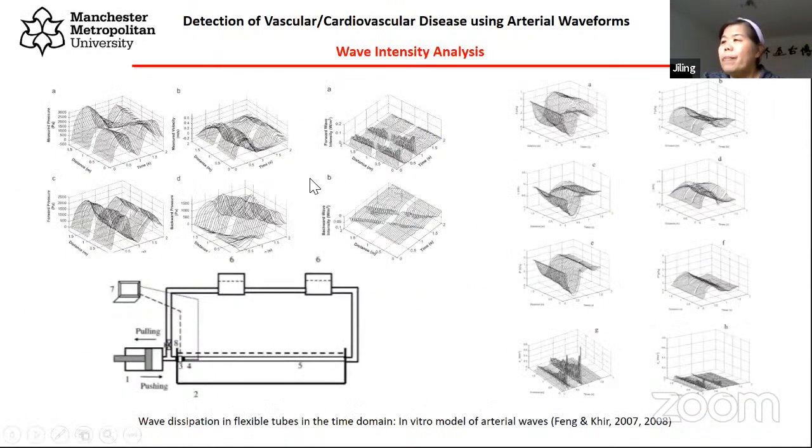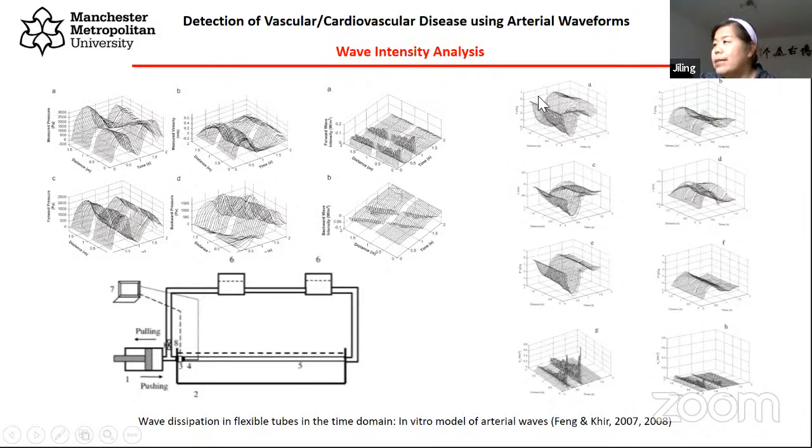And also, by using this wave intensity analysis, we also investigated the degree of the wave dissipation. So we have done this experiment and investigated different properties, for example, wall property, material, and also the size of this vessel, and how these factors have an effect on the degree of the wave dissipation.